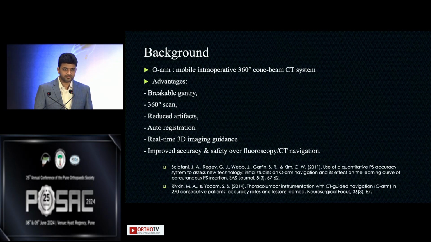Background. The O-arm was introduced in 2006. Currently, in the paper which we have made, we have used a second generation O-arm. This is a mobile intraoperative 360-degree cone beam CT system. The advantages of this are it has a breakable gantry which allows smooth inflow of the O-arm and avoids any collision of the O-arm with the OT trolleys. It has a 360-degree scan.